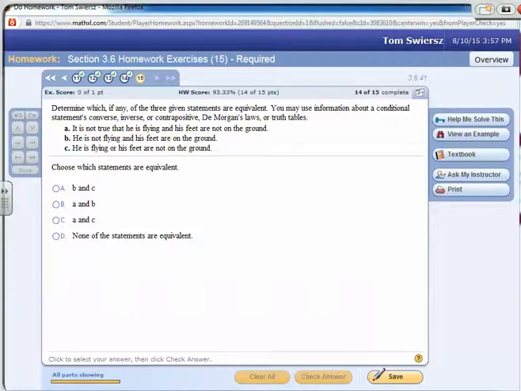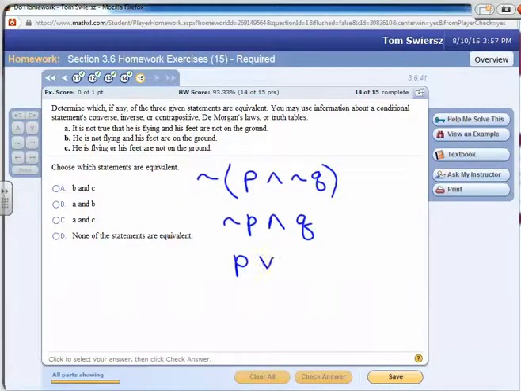All right, the first statement A, it is not true that, so a negation out in front, that he is flying will make it P, and his feet are not on the ground will make not Q because there's a not. Then the next one, B, he is not flying, which is not P, and his feet are on the ground, which is Q, because there's no negation there. C, he is flying, which is P, or his feet are not on the ground, which is not Q.